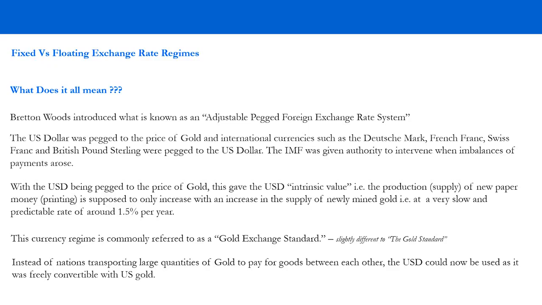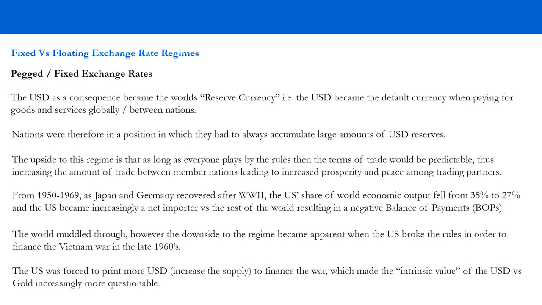So this is basically designed to increase international trade. That's the primary objective here of one of these regimes. And it's supposed to do that through stability. So instead of nations, let's say, transporting large quantities of gold around the world to pay for goods between each other, what would happen now is that the US dollar would be anchored to the value of gold and the supply of gold, and all major trading nations would use US dollars in order to pay for those goods. And obviously notes are much more easily transportable.